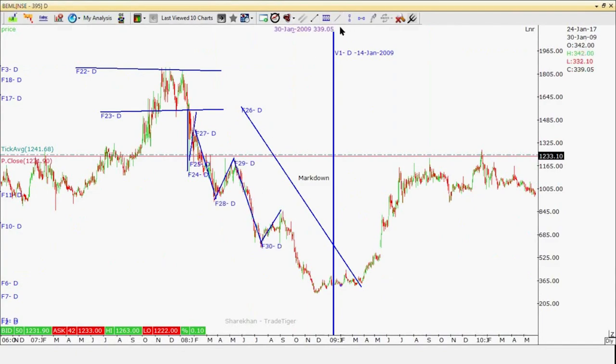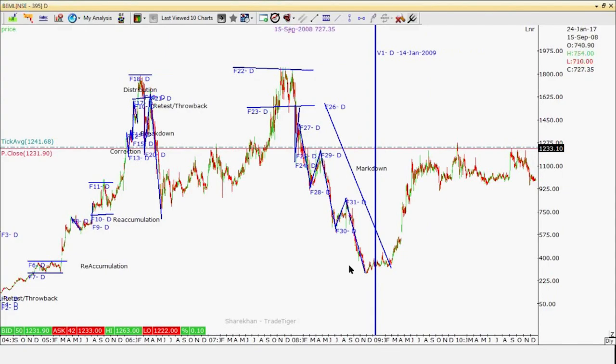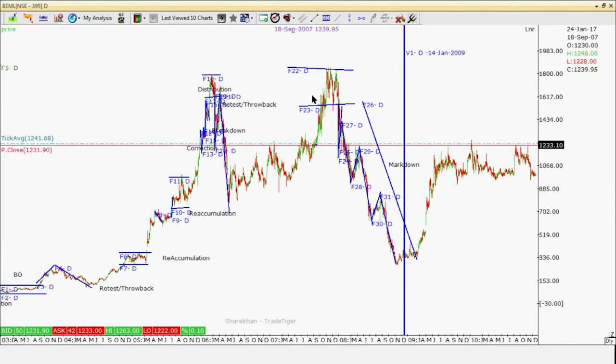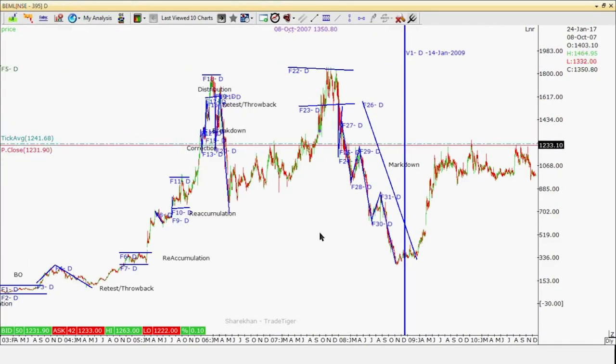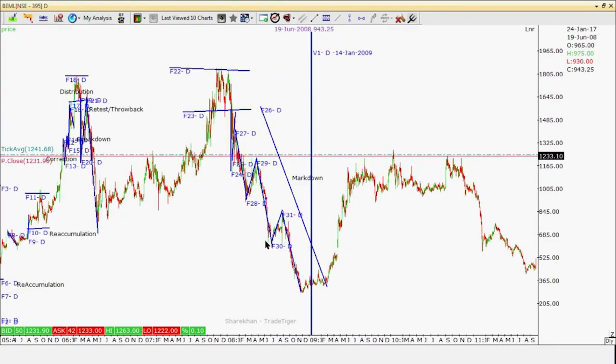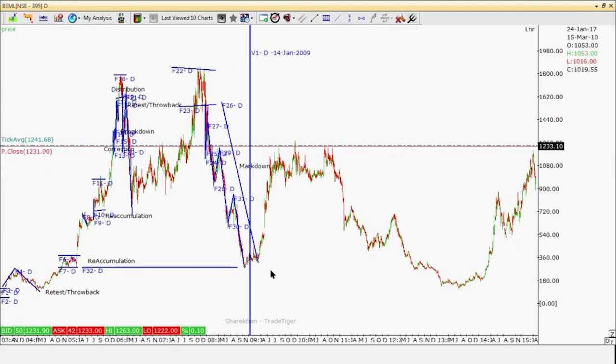Is there a spring here? No, I don't see any spring here too. But when you are doing your homework, friends, you need to be looking at these areas closely to identify springs as well. So this is a reaccumulation area, and then price moved up.